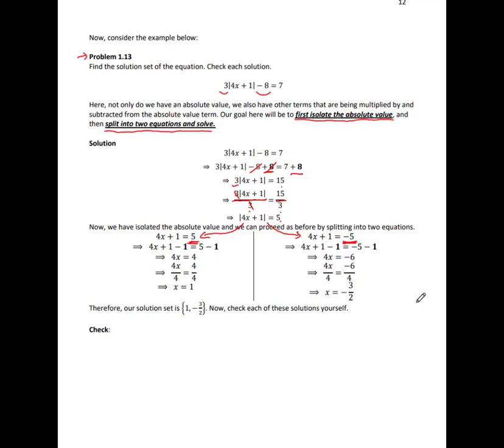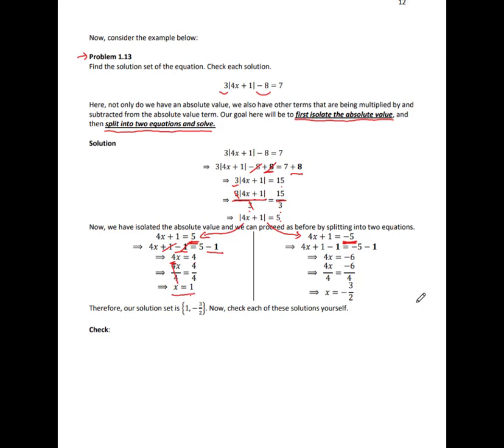Subtracting 1 from both sides here first will make the 1's cancel out, and we're left with 4x on the left equals 5 minus 1, which is 4. And we wanted to get rid of the 4 from the x, so we're dividing both sides by 4. The 4's will cancel on the left. 4 divided by 4 becomes 1. So the first solution is 1.